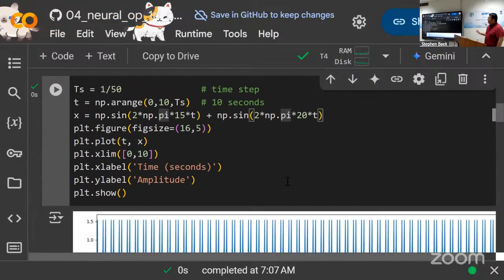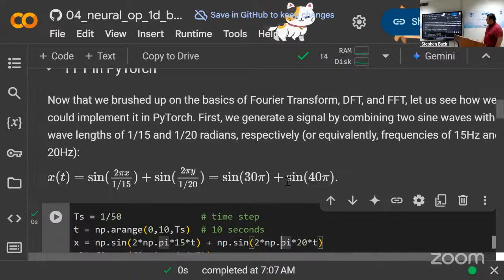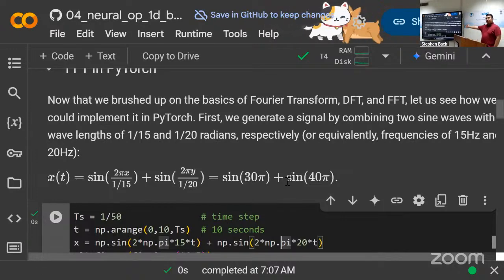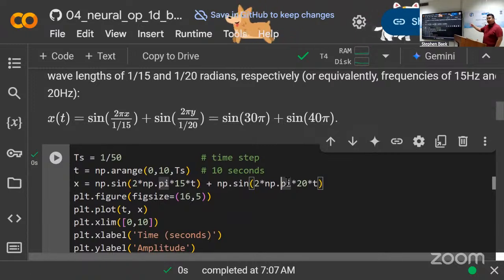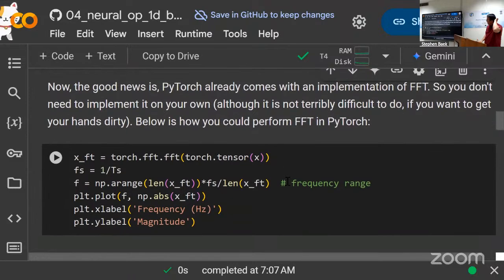So since Fourier transform is all about decomposing a function into a combination of sine and cosine, since this original function is already comprised of two sine waves, if our Fourier transform is accurate, then what we're going to see is basically two frequency components, right? One corresponding to the 15 hertz, and then the other corresponding to the 20 hertz. So let's actually see if that's the case.